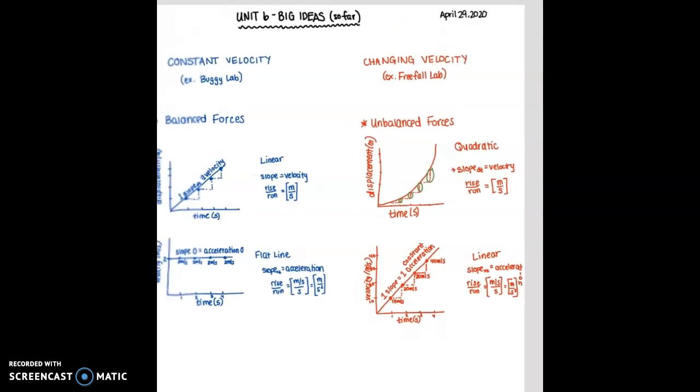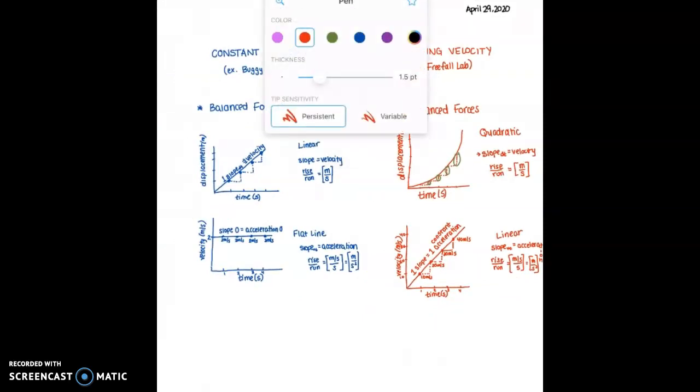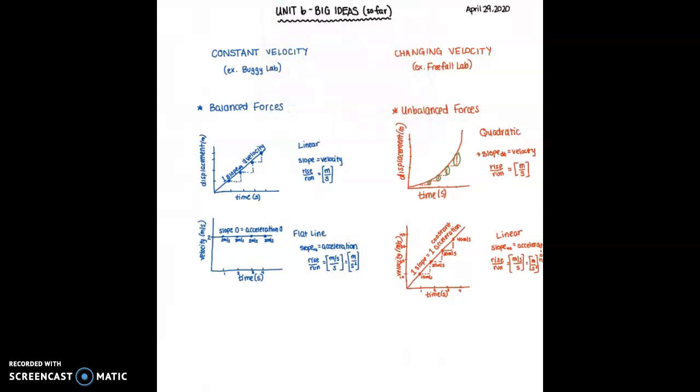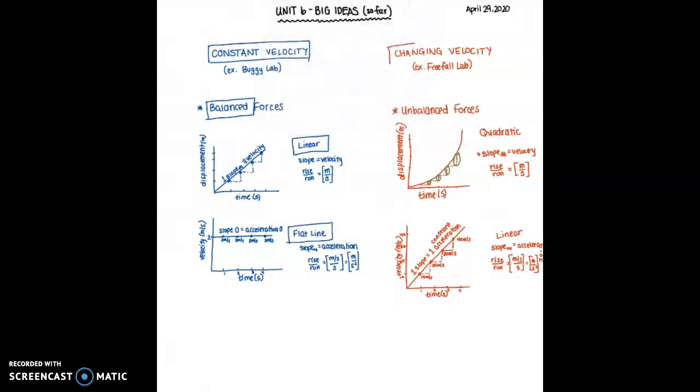Let me zoom back out here so we can see the big picture. On the left, we have constant velocity, where we see balanced forces, a linear displacement time graph, and a flat line velocity time graph. On the right side, we see changing velocity caused by unbalanced forces, giving us a quadratic displacement time graph and a linear velocity time graph.